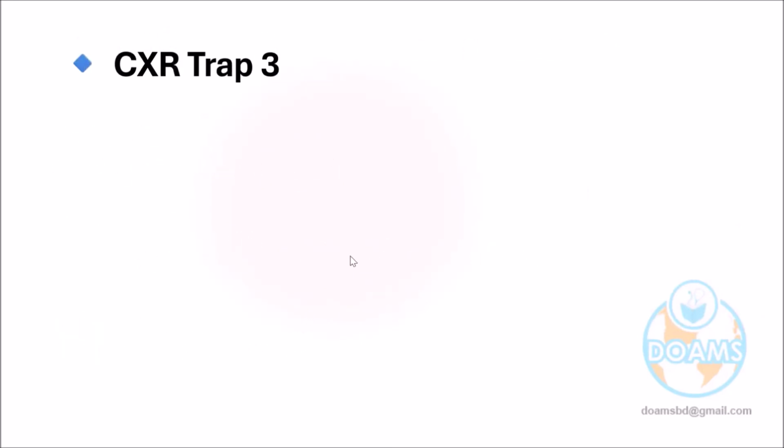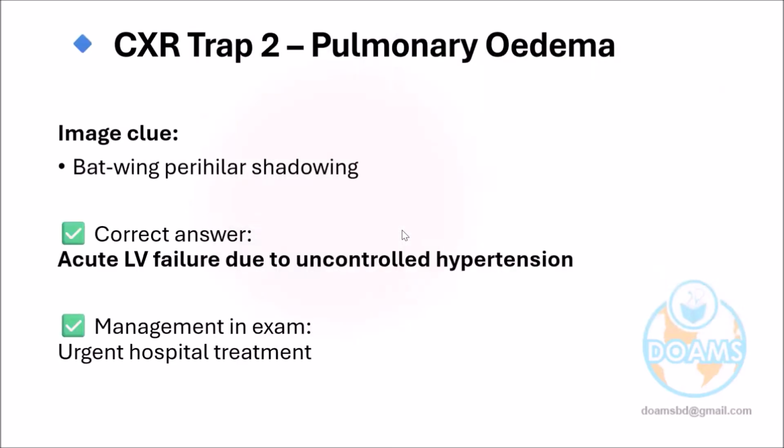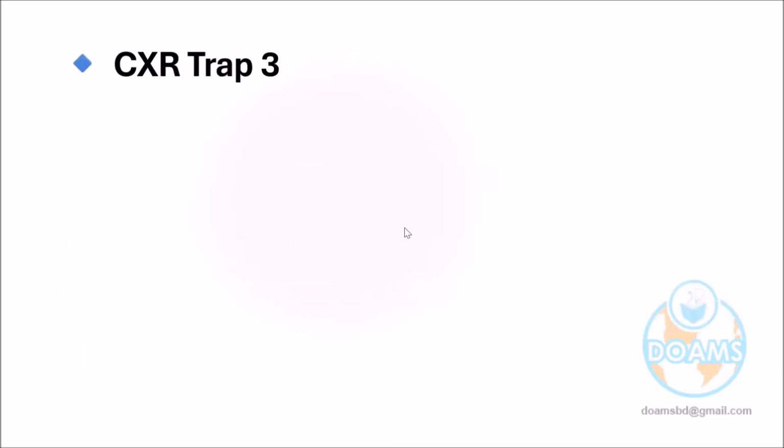Because there is a bat's wing appearance, it is active disease. So this could be the extra trap for your exam. You may be busy with this wire, explaining this wire, or busy with this little pleural effusion. But the main agenda will be bat's wing appearance, the pulmonary edema. Accordingly, we will make our management plan.